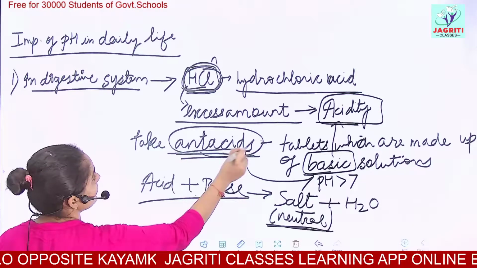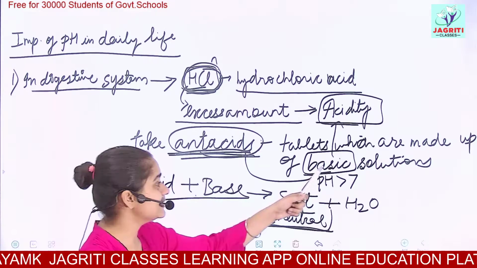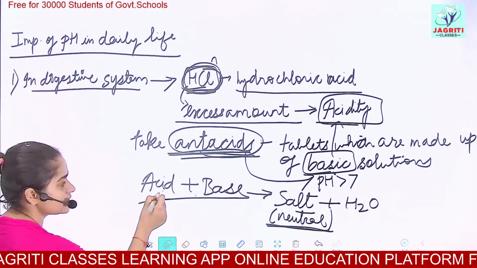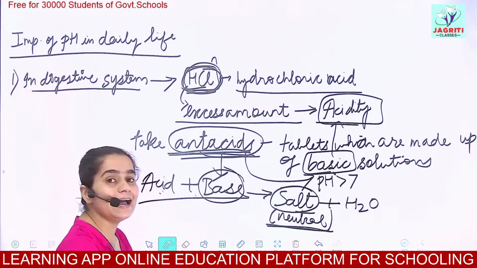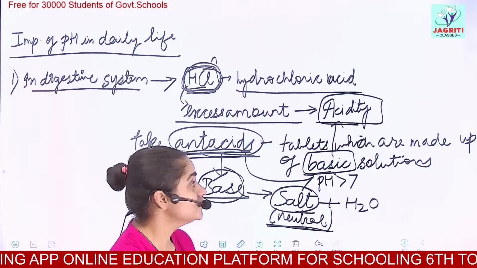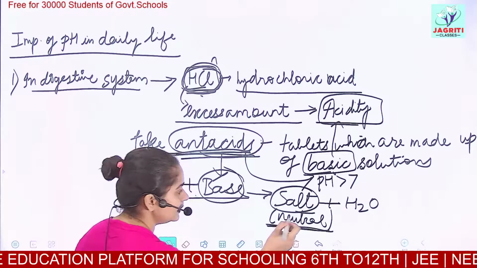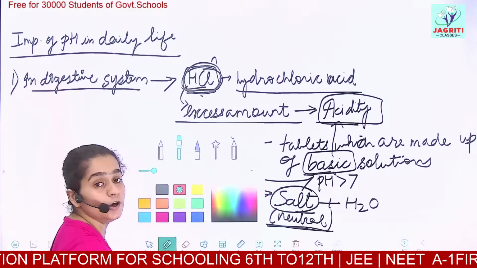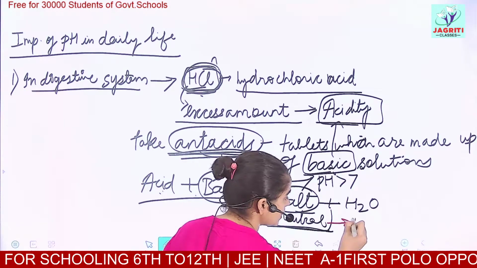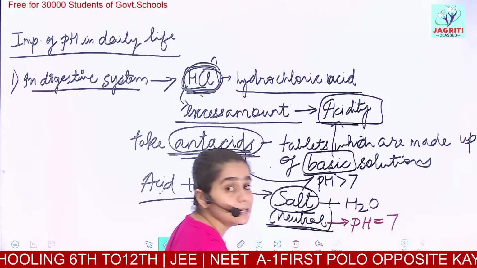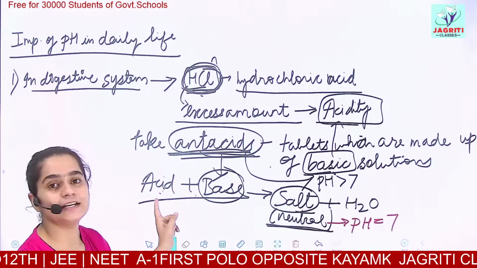So the intake of antacids, which are basic in nature, means that when the acid from our stomach reacts with the antacid tablets, a neutral salt is formed and the acidity is minimized. So this is the role of pH in our digestive system. And the pH of salt we have just discussed. What is the pH of any neutral substance? The pH of a neutral thing is exactly equal to 7. So the pH of this salt would be 7 and the excess acid would be neutralized.